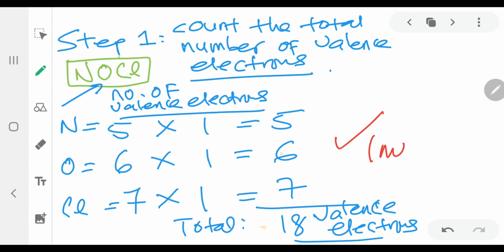So you can double check. 6 plus 5 is 11, plus 7, you get 18. It's very important for you to write valence electrons right over there to give the impression that you do understand only valence electrons are involved in the construction of the Lewis structure.